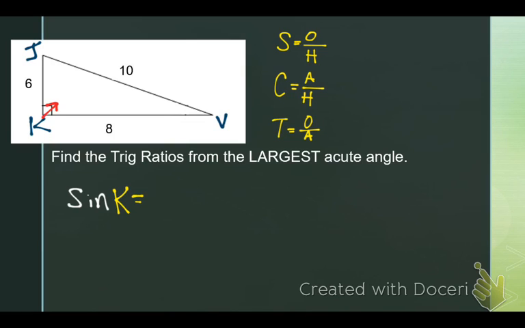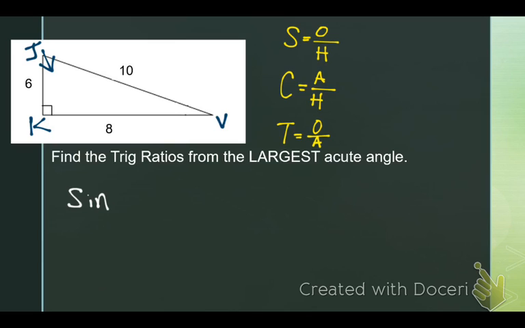Does that sound like something we can do? No. You will never find sine, cosine, or tangent from this right angle because there's nothing to solve for. It's a right angle. It's 90. Nothing to know about it. So what is the largest acute angle? J. So from the perspective of J, I want you to label your sides opposite, adjacent, and hypotenuse. They will change.